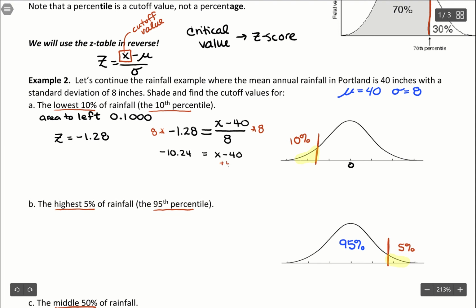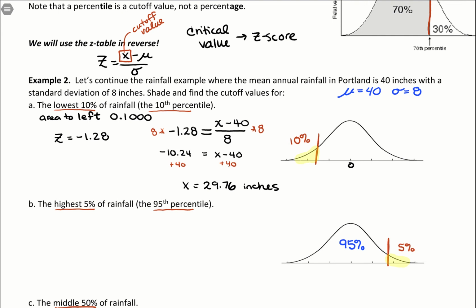And then add the mean to both sides. And that gives us an x value of 29.76. So in terms of the cutoff for the lowest 10% of rainfall, 29.76 inches would be the cutoff for that lowest 10%. So that's the process for these. First thing you'll do is figure out your area to the left, look that up on the table and find the closest z-score, and then use that z-score formula to solve for x.